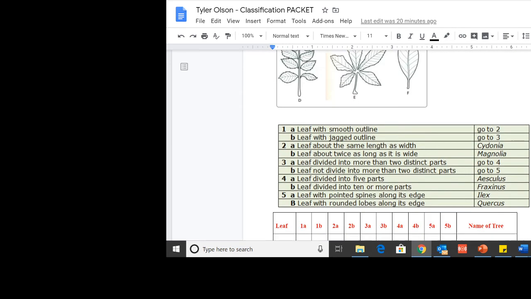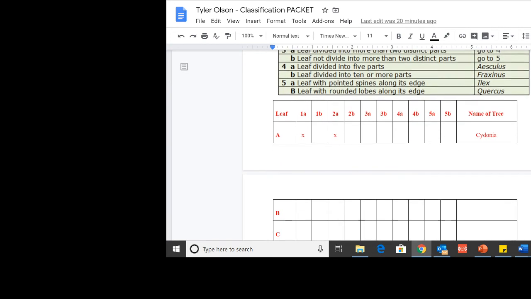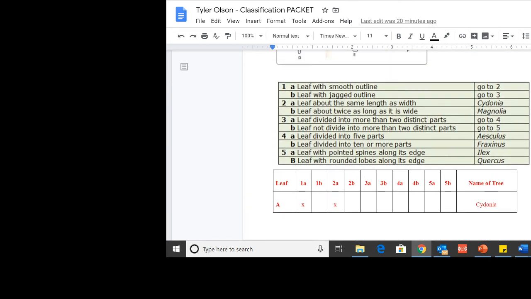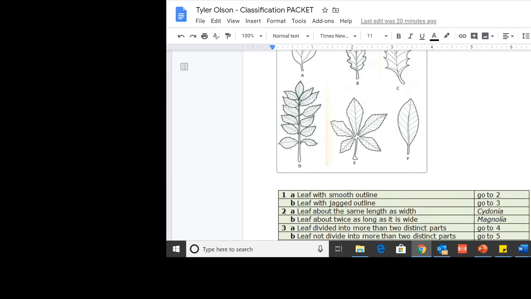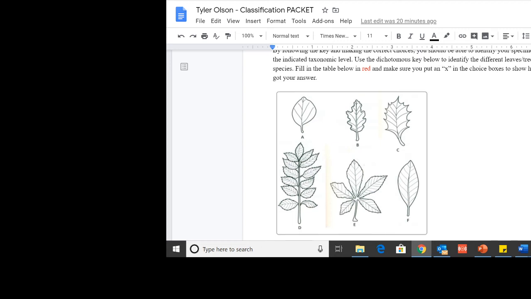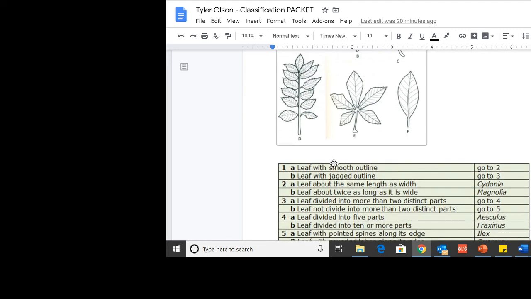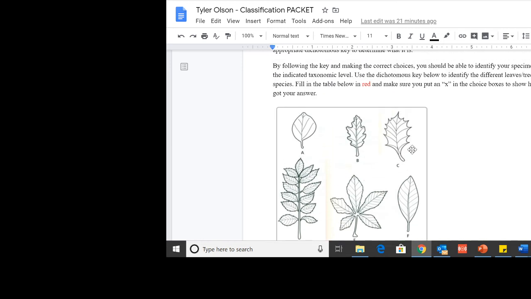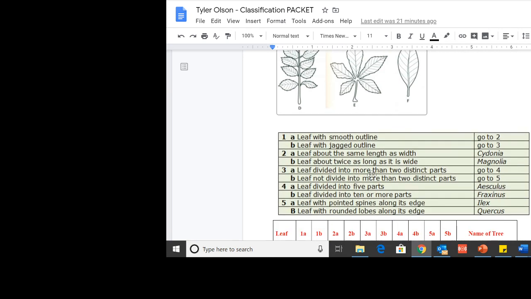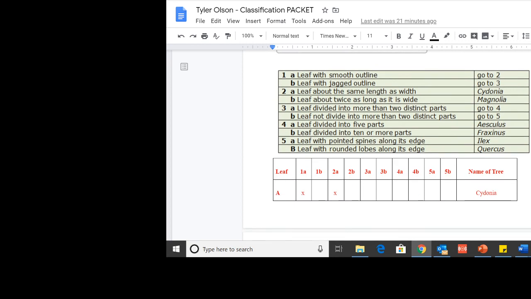Then you have one over leaves. The only thing that's going to be different down here is you need to mark down your choices. I did the first one for you, so I look at leaf A. The first choice in your dichotomous key is leaf has a smooth outline or leaf has a jagged outline. I would say these are more jagged. This is more smooth. So we would say leaf has a smooth outline, go to 2. My first choice I picked was 1A, so I'm going to mark in 1A. Then it says go to 2.